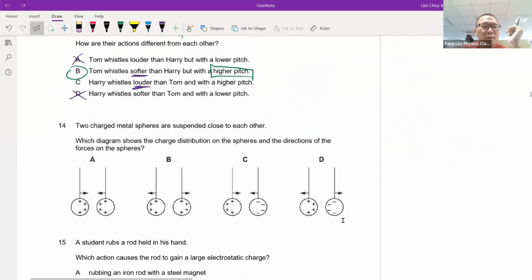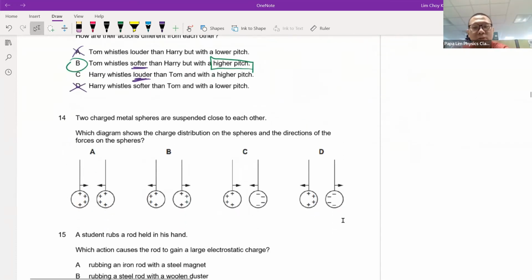Chapter 14, electrostatics. Keyword: like charges repel, unlike charges attract. These are the few things that we always look at. Like charge and unlike charge: one repels, the other attracts. These are the two main phenomena if you look at electrostatics.